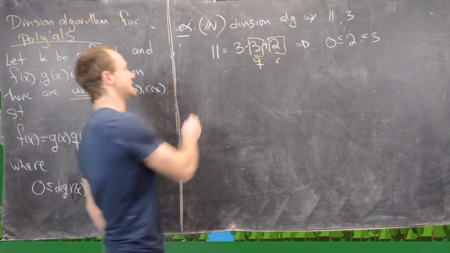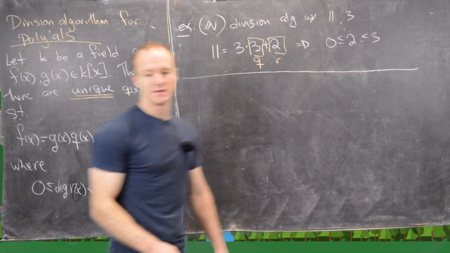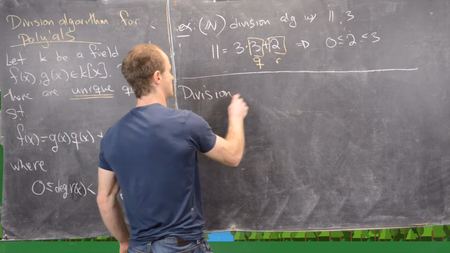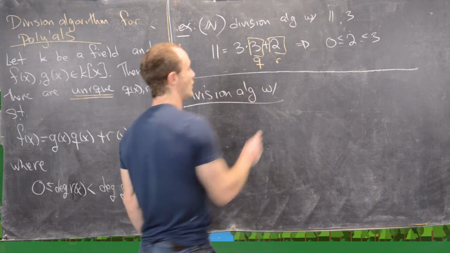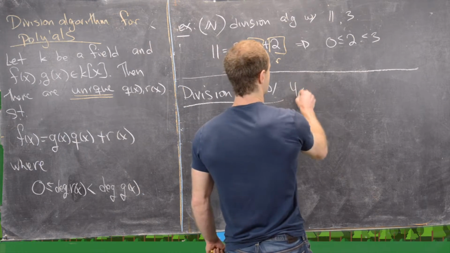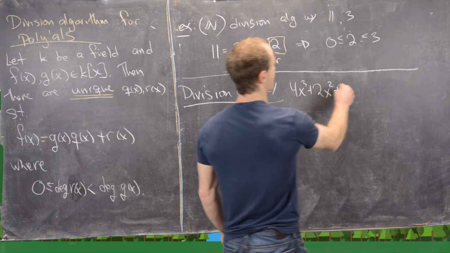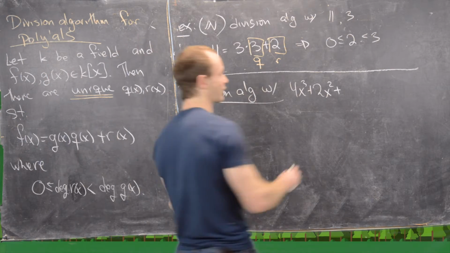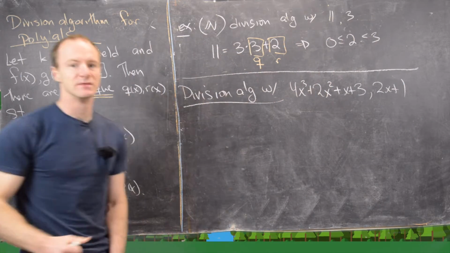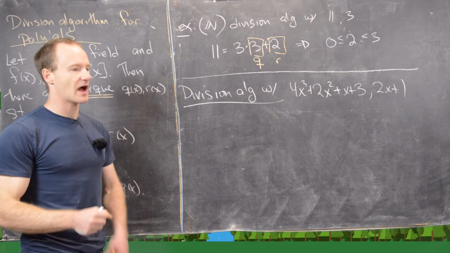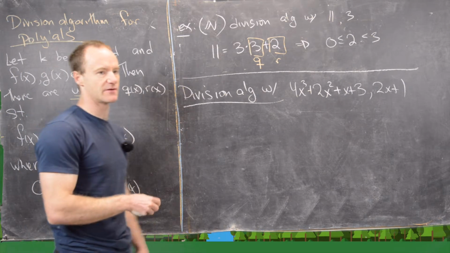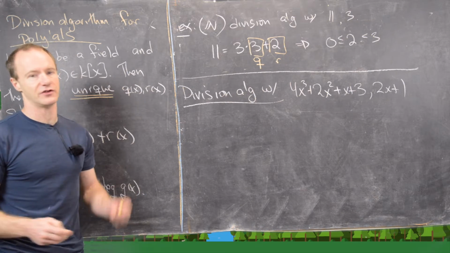Now the next thing I want to do is give an example with polynomials. So let's do the division algorithm with, let's say, these two polynomials: 4x cubed plus 2x squared plus x plus 3, and then 2x plus 1. Unfortunately, there's not a great way to do this quickly. It's just a bunch of high school algebra type stuff. There's also a way to do this in Mathematica, but I'll let you look that up if you want to.